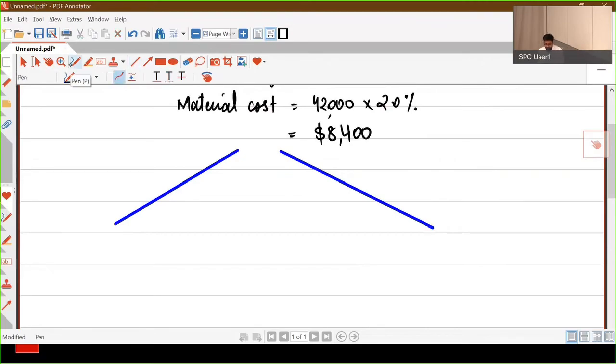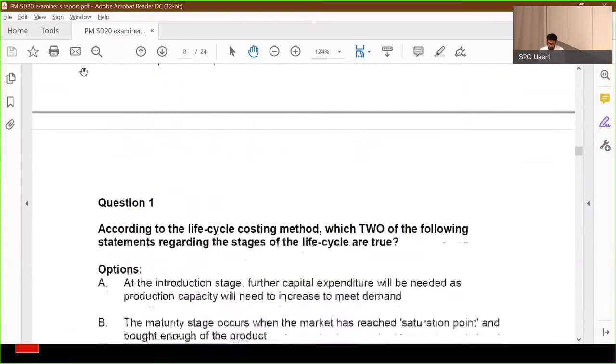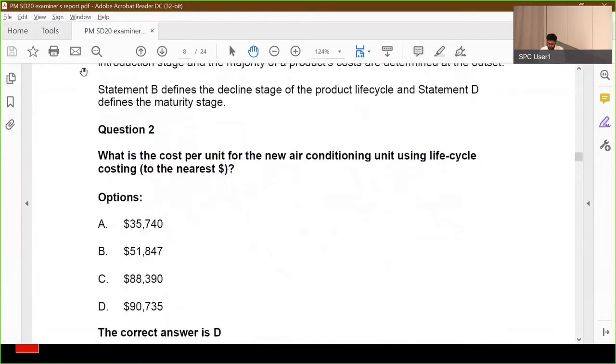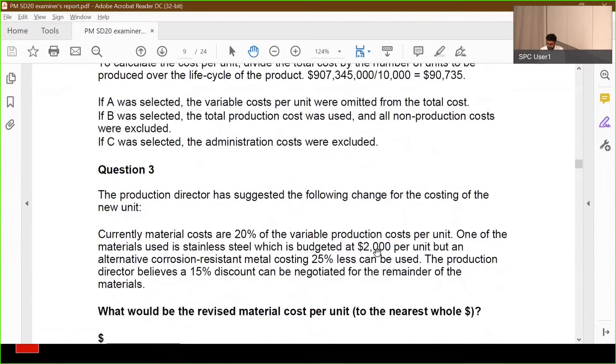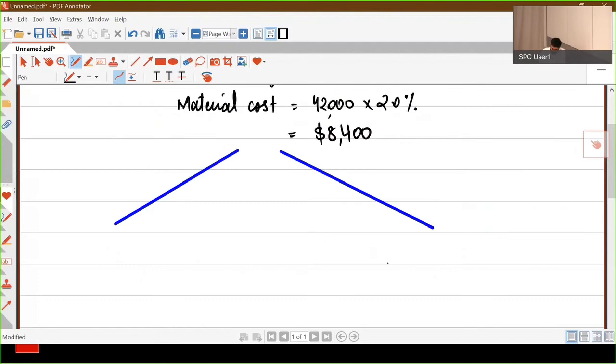One type of material, they are saying, the cost of which is $2,000 per unit. This one we can buy 25% less than its given cost. So $2,000 we have here, and we can buy it 25% less. So 1 minus 25%, we will subtract 25% from it. And if you do this calculation, you will get $1,500.